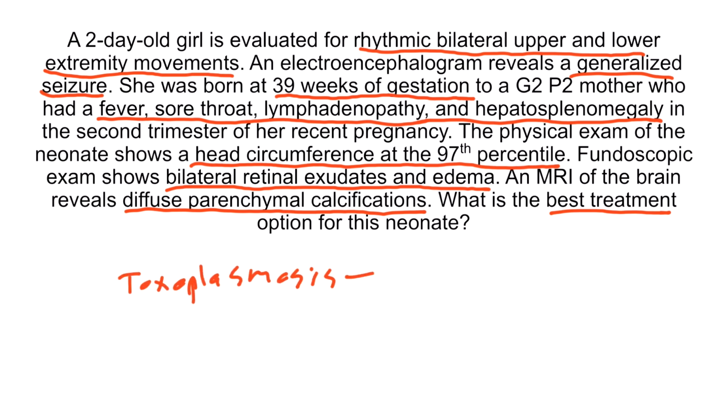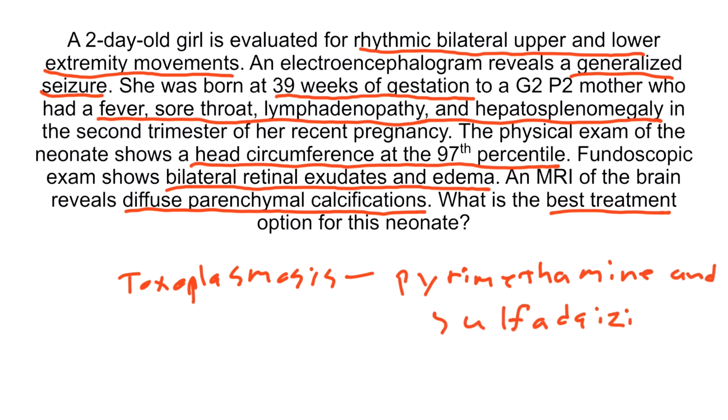The treatment for congenital toxoplasmosis is with pyrimethamine and sulfadiazine. And that concludes our section on TORCHES infections.